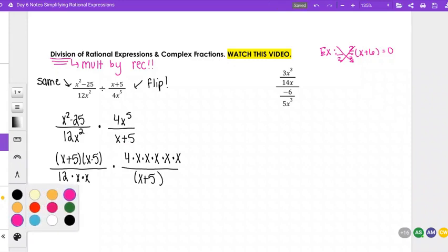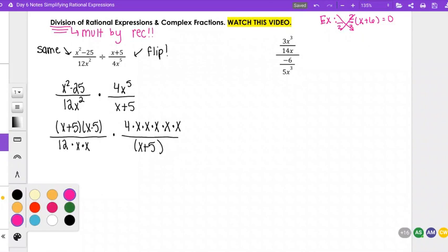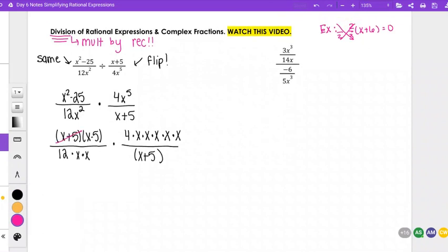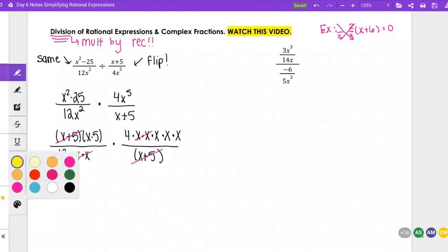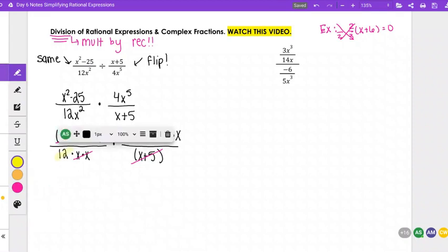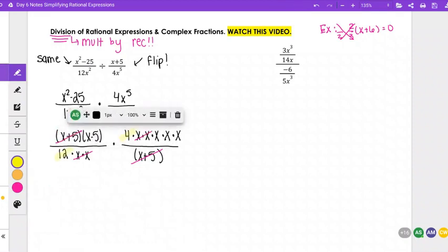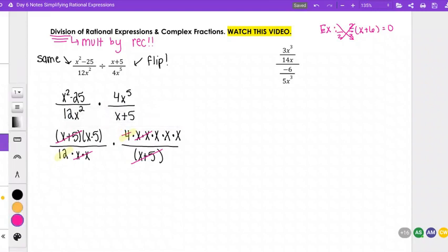So what we notice right away, no different than the multiplication video we just watched, x plus 5 is in our numerator and in our denominator. We have 2 x's in the denominator and 2 x's in the numerator. And now what I'm going to highlight is that we have 12 in our denominator and 4 in our numerator. While those don't cancel out completely, 4 goes into 12 3 times. So the 12 now becomes a 3 in our denominator, and the 4 now becomes a 1 in our numerator. 4 divided by 12 is 1/3.